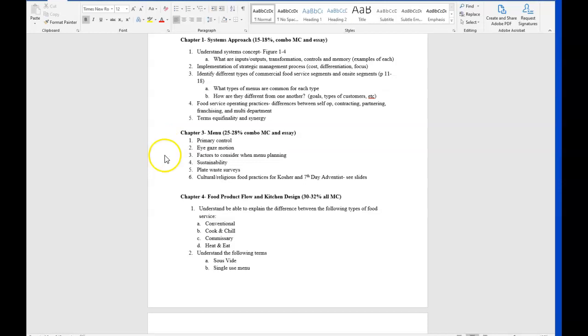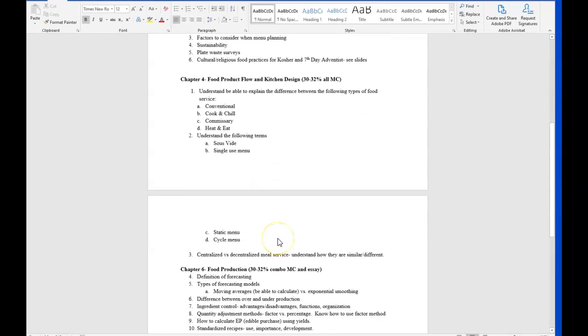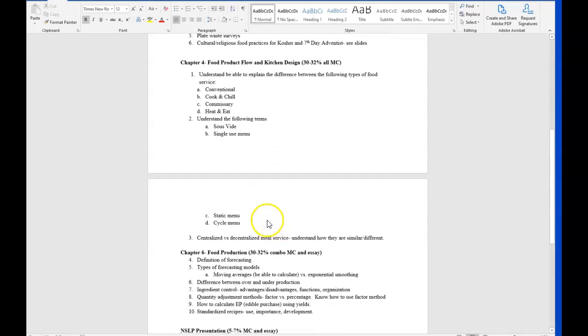You need to understand and be able to explain the differences between the different types of food services we talked about: conventional, cook-chill, commissary, heat and eat. You need to be able to identify and maybe even define the following terms: sous vide, single-use menu, static, and cycle, and how they're different from each other. Specifically, static and cycle, how they're different. And then centralized versus decentralized meal service, understanding how they're similar and different. This is specific to conventional.